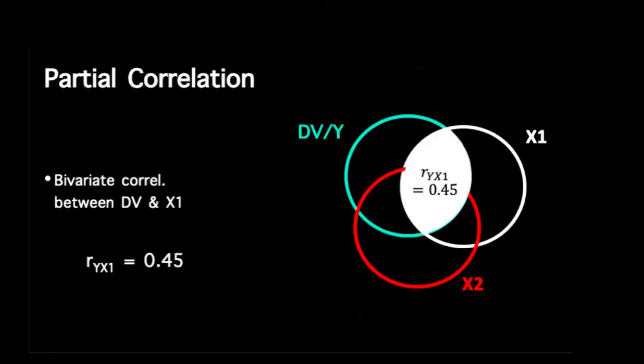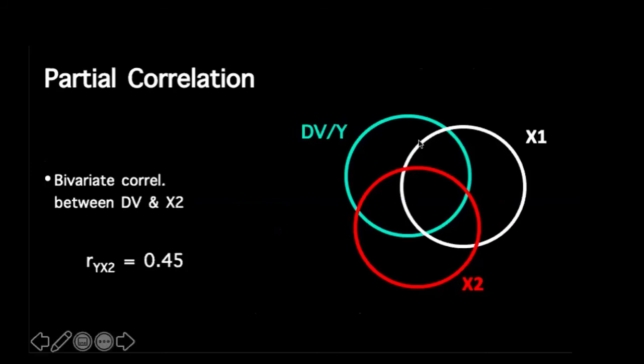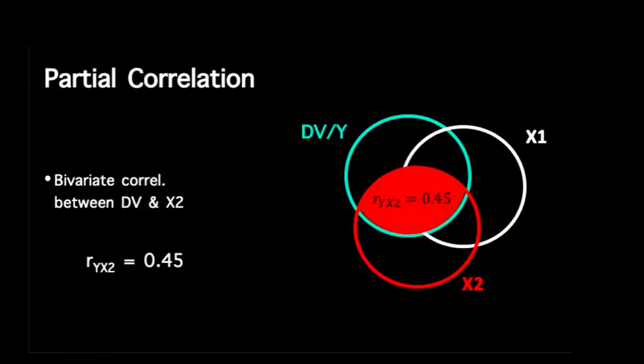Cool. Okay, so that was our area of overlap, right? Now let's say I look at a relationship between my dependent variable and variable number 2, which is my red circle. And let's say that relationship is represented by an R of 0.45.